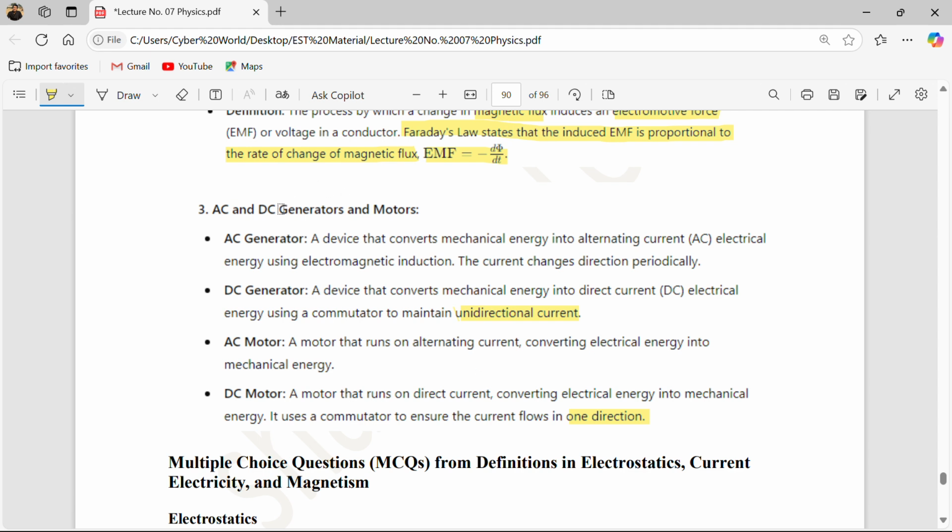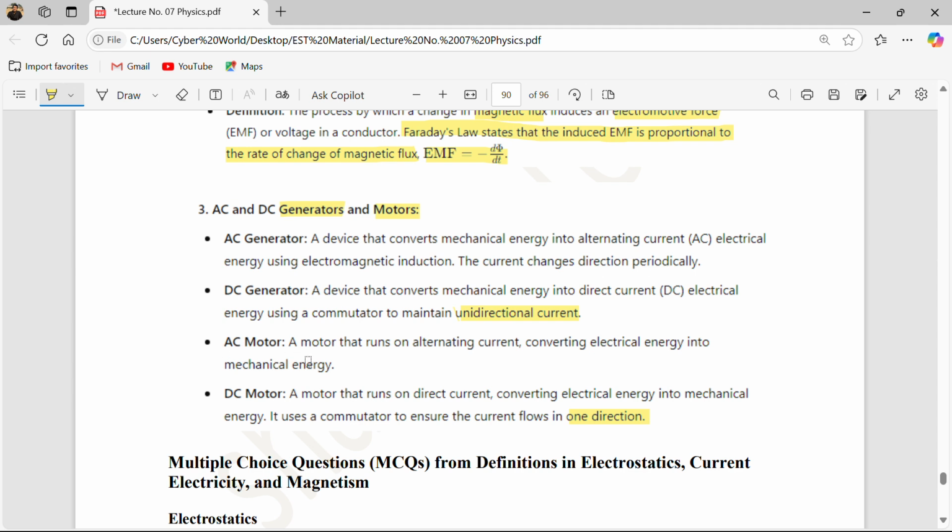Generators are devices that convert mechanical energy into electrical energy, and motors are devices that convert electrical energy into mechanical energy. So an AC generator is a device that converts mechanical energy into alternating current electrical energy, and a DC generator is a device that converts mechanical energy into direct current electrical energy. DC is always unidirectional, but AC is not unidirectional.